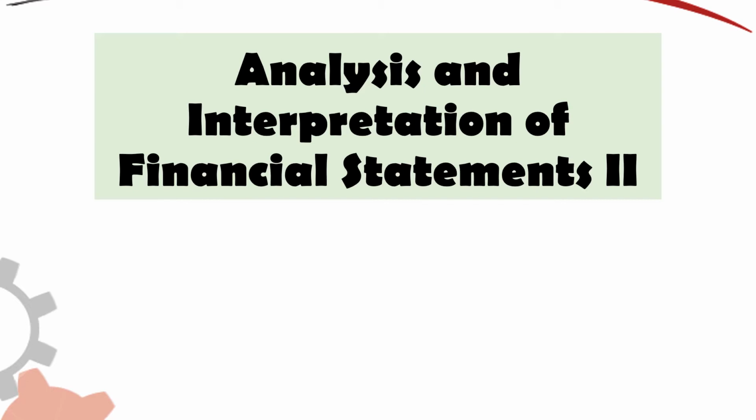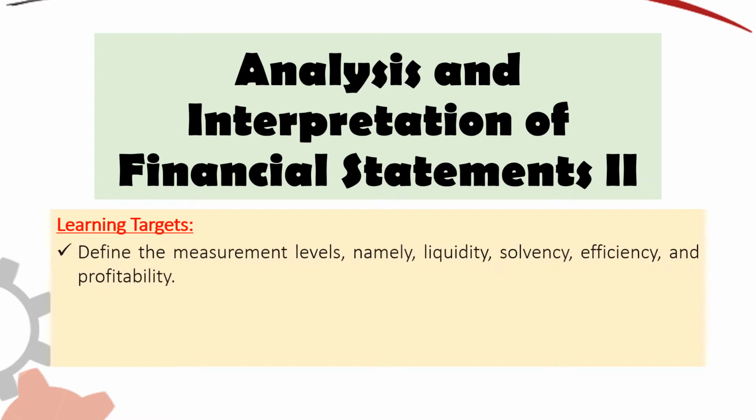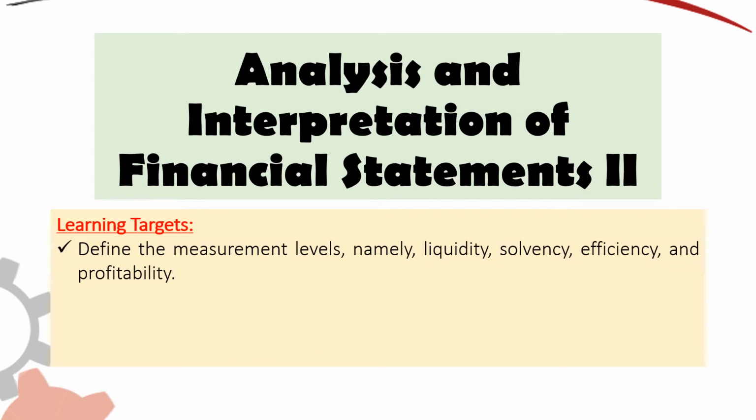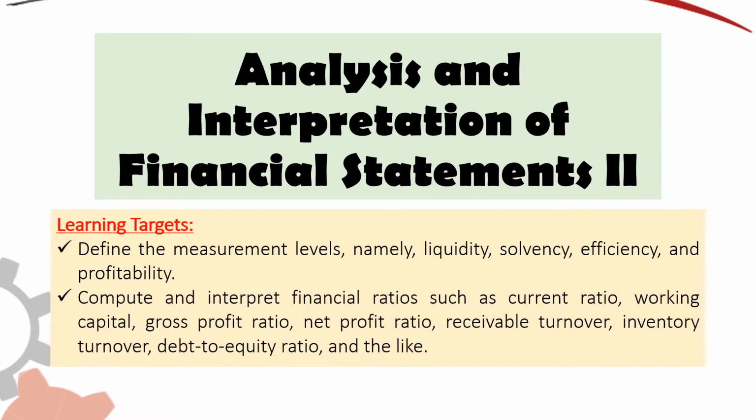Here are our learning targets. First, we're going to define the measurement levels, namely liquidity, solvency, efficiency, and profitability. Then, we will compute and interpret financial ratios such as current ratio, working capital, gross profit ratio, net profit ratio, receivable turnover, inventory turnover, debt to equity ratio, and the like.